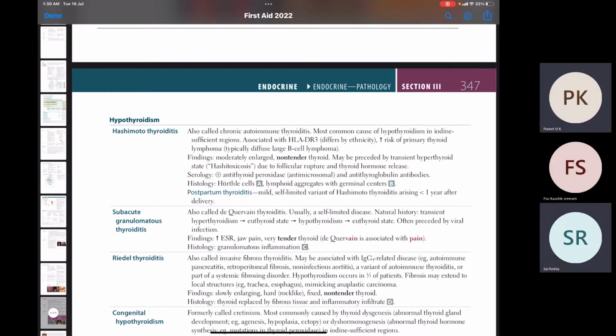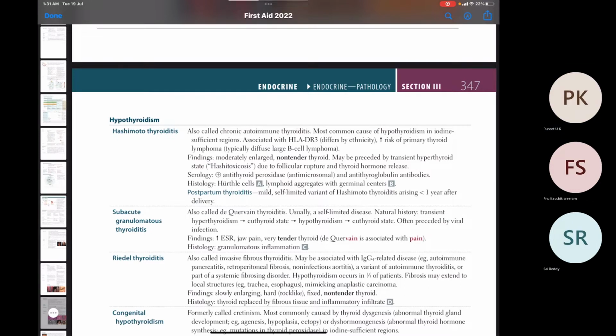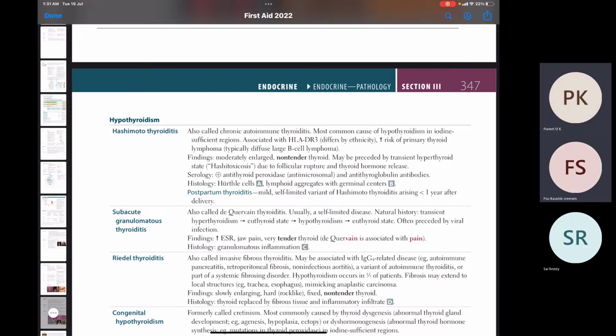So again, there's a painless enlargement of the gland. Now, how will the patient present to you? Painless. See, there is fibrosis. Will it limit itself just to the thyroid gland? No, it's obviously going to extend beyond that.